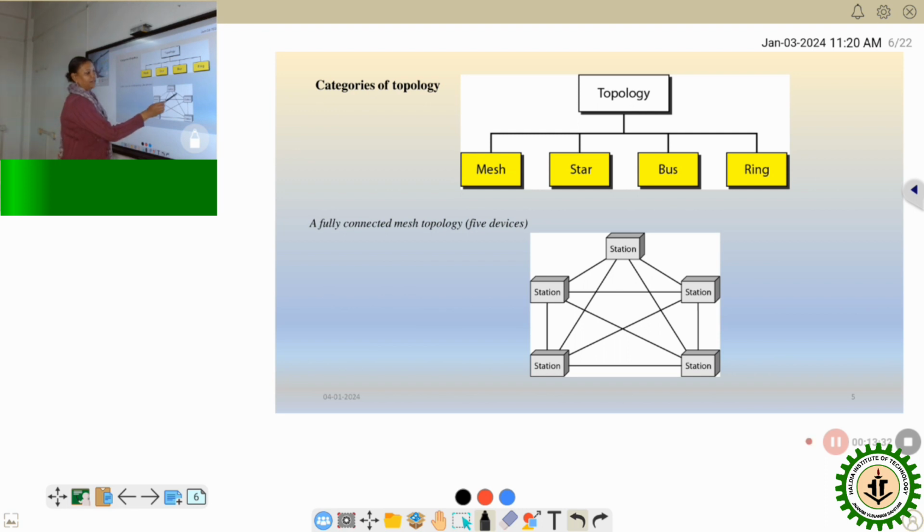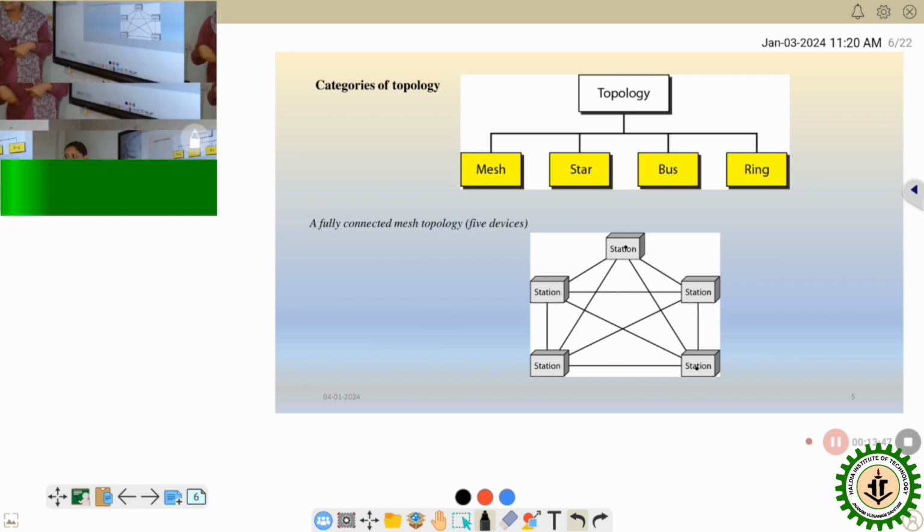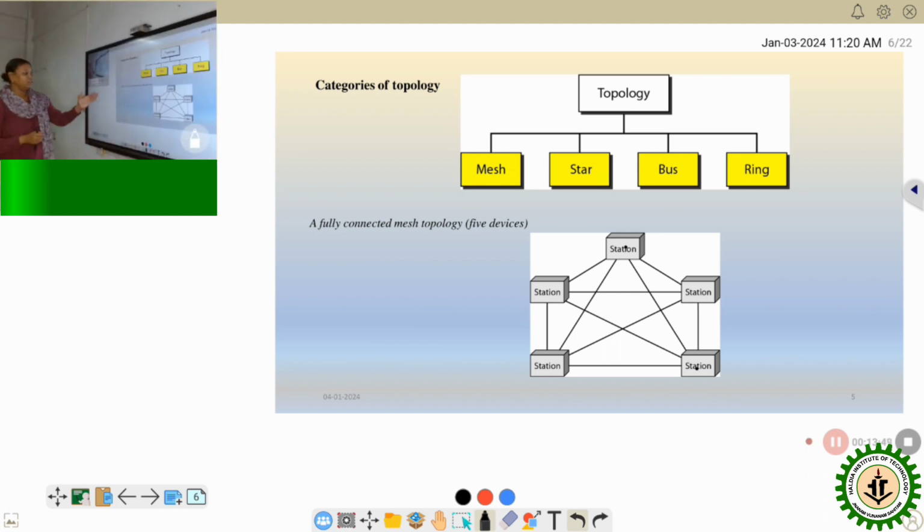That is station 1 connected to station 2, station 1 connected to station 3, station 4, station 5, in this way station 2 also connected with each other. So these are here fully connected. If it is not fully connected, then some connection is lost, but here all are connected with each other. So these are the fully connected mesh topology.